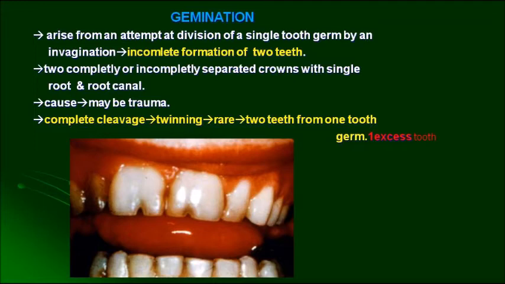In case of a complete cleavage, sometimes the cleavage can be incomplete also. So in gemination, the tooth germ is dividing into two different teeth. A single tooth germ is divided into two different teeth. In that case, you can see one tooth in excess. But if there is incomplete formation, the same number of teeth will remain. So just remember what gemination is: an attempt at division of a single tooth germ by invagination into two different teeth. Okay, that is twinning. And when you count the actual number, you can see one tooth will be in excess.